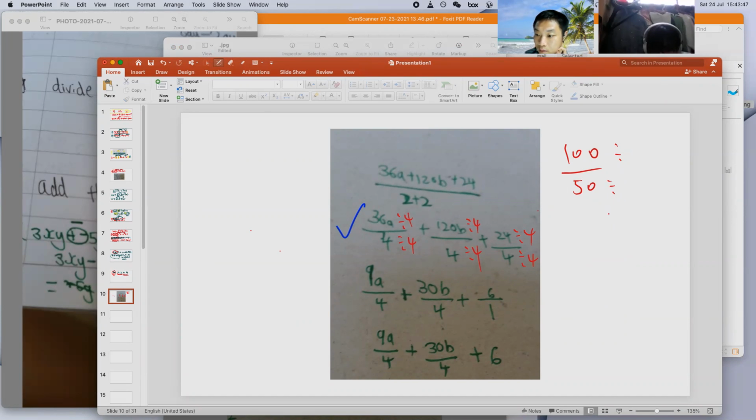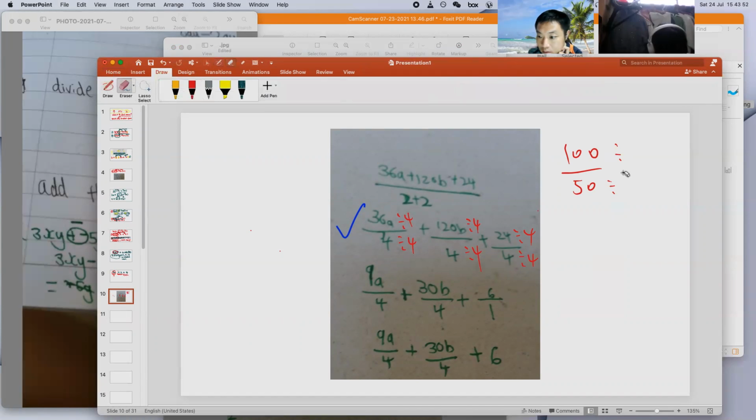100 divided by 50. So how do you simplify this? How do you simplify this 100 divided by 50? What do you do? 100 divided by 50 is 2. I asked you to show me the step. 100 over 50. Okay, very good. Right? Then you get 2, right?